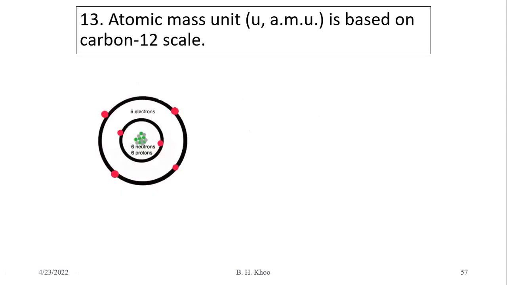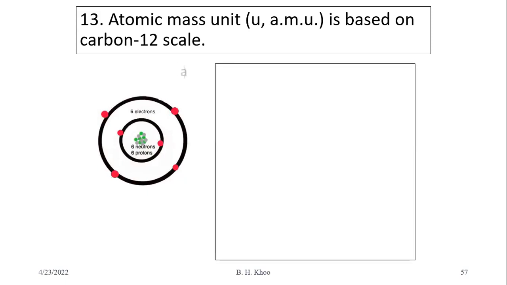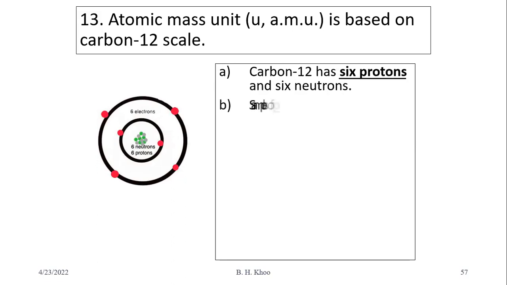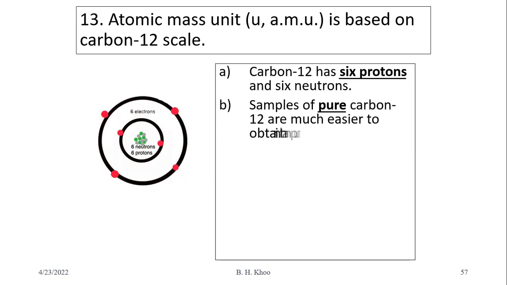Okay, let's define atomic mass unit. Your SPM work is based on the carbon 12 scale. Carbon 12 has 6 protons and 6 neutrons. Samples of pure carbon 12 are easier to obtain than pure hydrogen. That's why we use it as a scale.